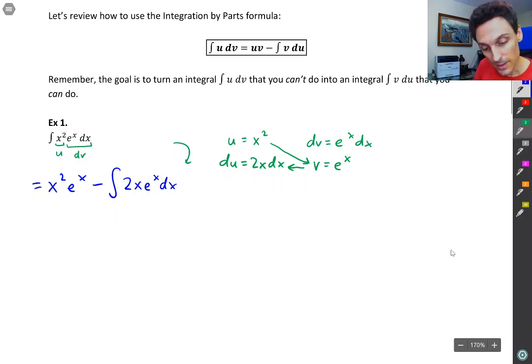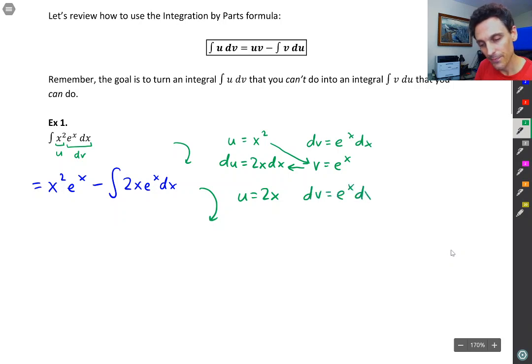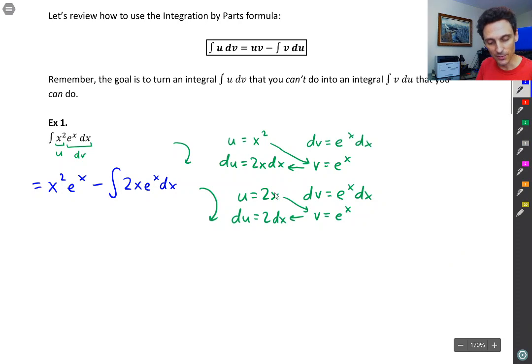So what we're going to do is let u equal 2x, and then we'll have dv equals all the rest. So this is the next integration by parts that we're using, another one. Then we'll complete our table. We have du equals 2 dx, integrate e to the x to get e to the x, and we'll use the integration by parts formula. I'm just drawing those little arrows again to remind us that we're doing uv minus the integral of v du.